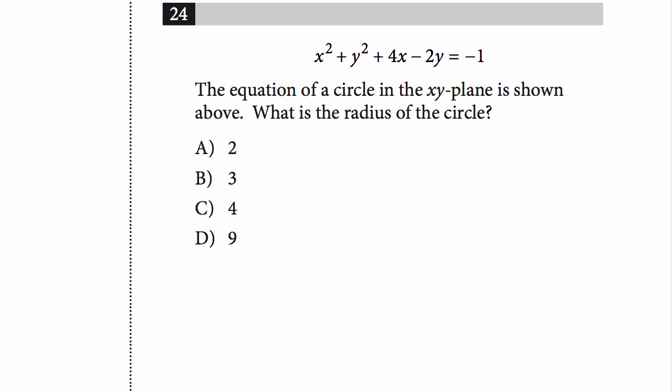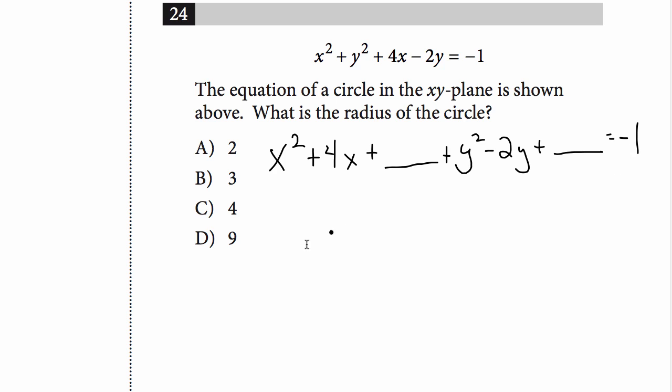All right, so for number 24, this is a completing the square question. The equation of a circle in the xy plane is shown above. What is the radius of the circle? So here's what you're going to do. First, organize your terms. X squared plus 4x, I'm going to put plus, and we'll leave a space. And then we'll do plus y squared minus 2y, and then we'll leave a space, equals -1.